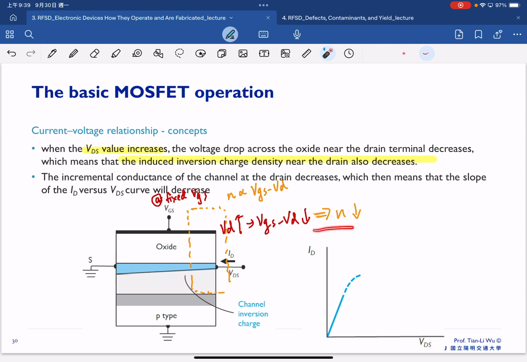The decrease of the carrier concentration also indicates that as we continue to increase our drain bias, the incremental increase of current will start to decrease because the carrier density near the drain side is decreased. So the incremental conductance of the channel at the drain decreases, which means the slope of the ID versus VD curve will decrease, as shown here. That's the case when we gradually increase our VDS.